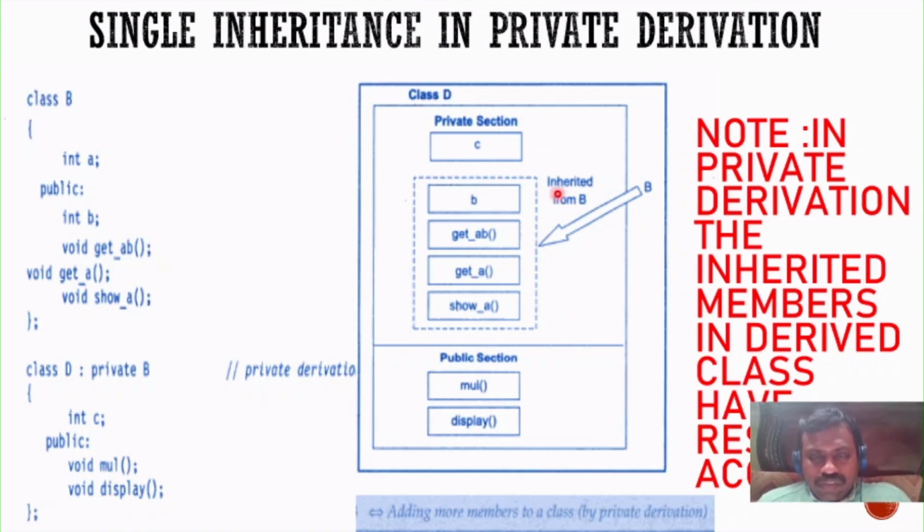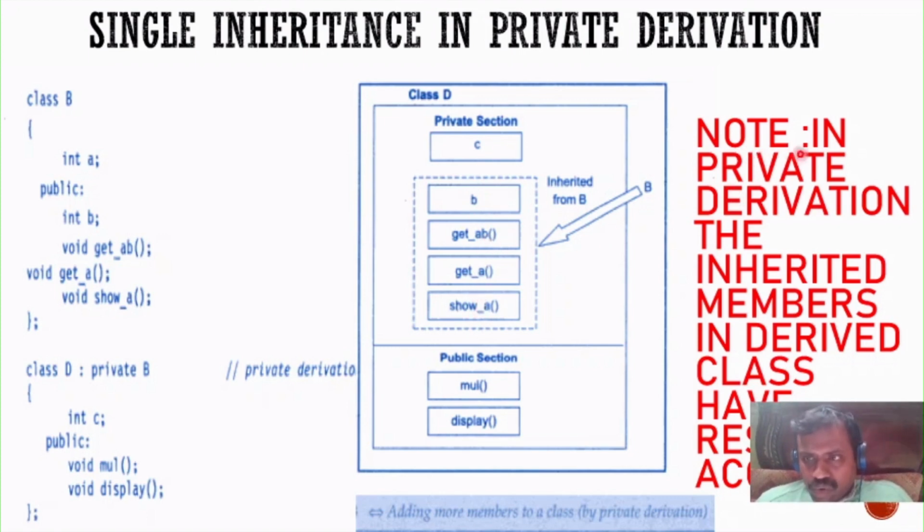Okay, now let us see what happens in private derivation with respect to diagrammatic representation. Class D. In class D it is going to contain int C, a private data member of the class D. Now in private derivation, the public members are going to be inherited to the class D as private members. Look here, B, get A, show A are going to be inherited from the class B to D as private members.